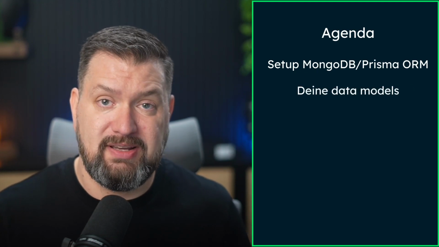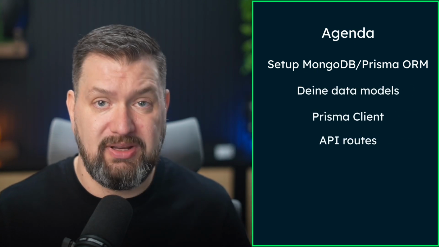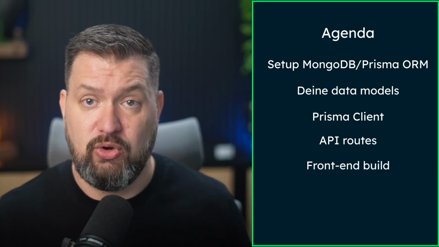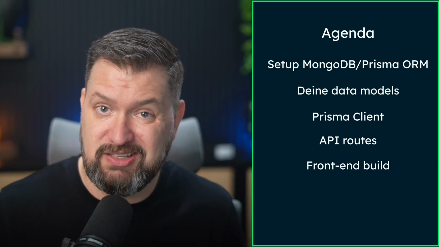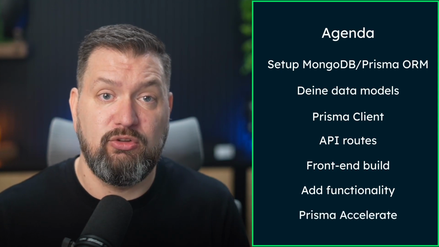So here's what we'll cover. Setting up MongoDB Atlas and connecting Prisma ORM. Defining our data model for users, posts, and comments, generating Prisma Client, building API routes with Prisma ORM, creating a front end with Next.js and shadcn UI, expanding app functionality with posts and comments, and scaling with Prisma Accelerate.